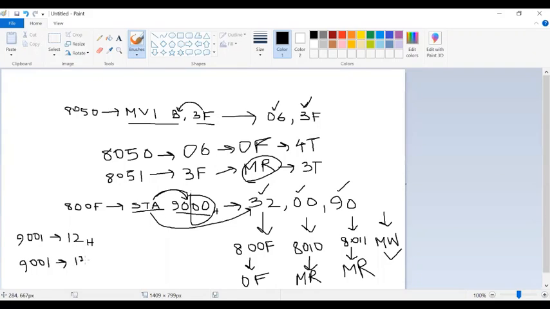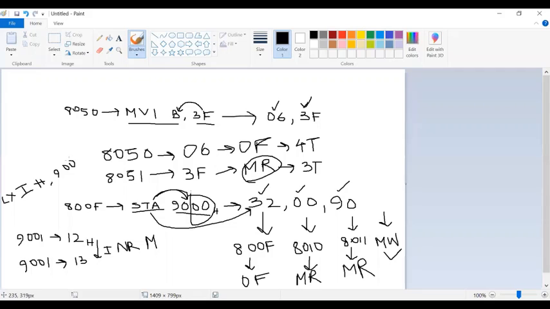And how can you do this from 12 to 13? If INR M is to be executed, it increments the content of the memory location which is pointed by the HL register pair. Now how can this HL register pair be pointed? By using the LXI H instruction. LXI H comma 9001.